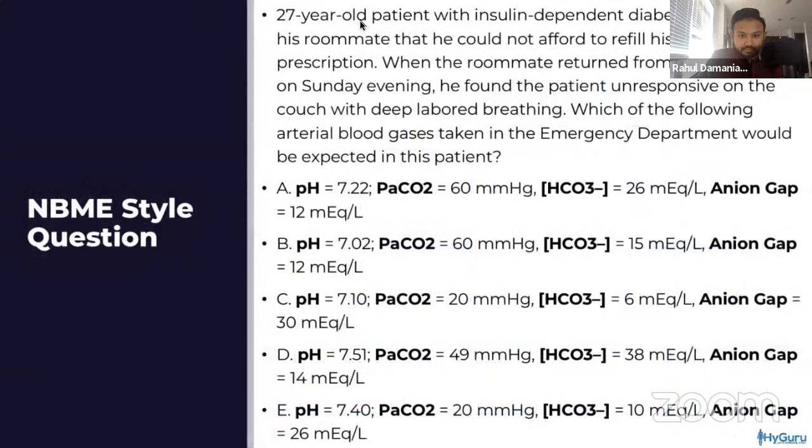All right, this is a very important question. Let's go ahead and read it together, and I want you all to answer this in the chat box. A 27-year-old patient with insulin-dependent diabetes mellitus told his roommate that he could not afford to refill his insulin prescription. When the roommate returned from a weekend trip on Sunday evening, he found the patient unresponsive on the couch with deep labored breathing. Which of the following arterial blood gases taken in the emergency department could be expected in this patient? So has a history of type 1 diabetes, not filling the prescription, and now having deep labored breathing. What would you all think?